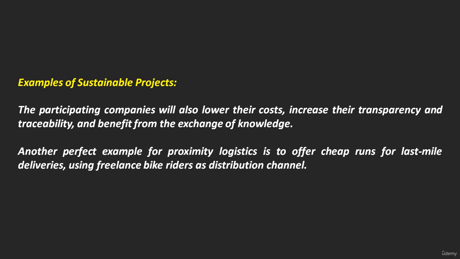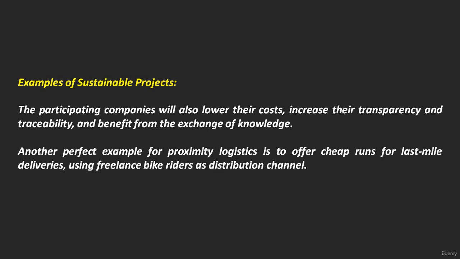And another perfect example of proximity logistics is to offer cheap rents for last mile deliveries using freelance bike riders as a distribution channel. Likewise, some European cities already have urban mini hubs, or mini warehouses, offering deliveries by foot or bike to reach places where automated vehicles are not allowed.